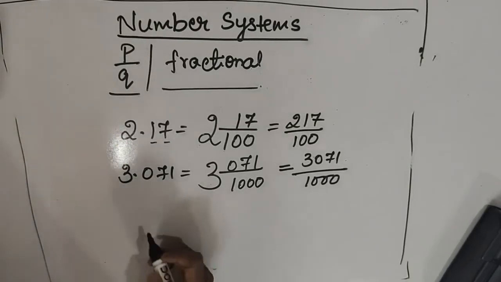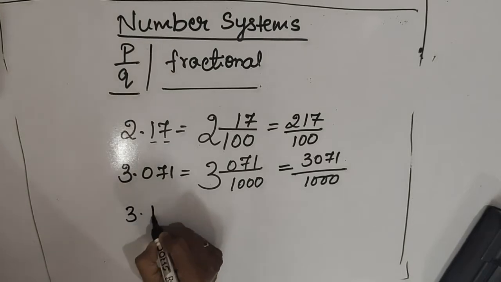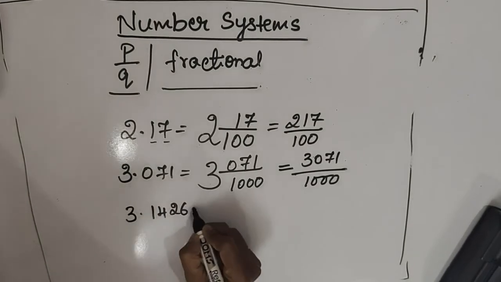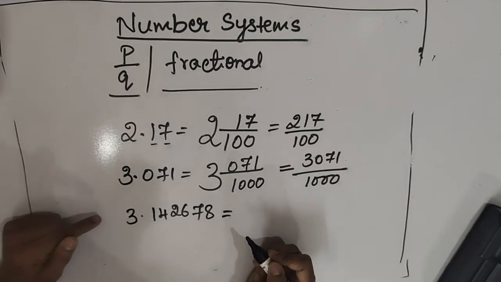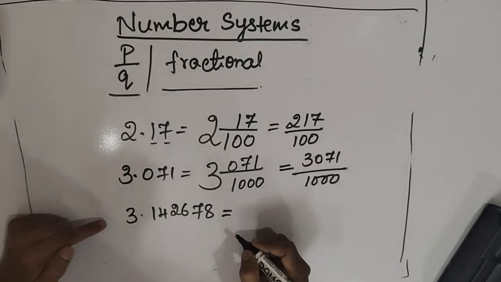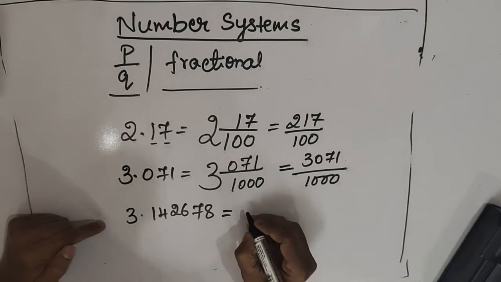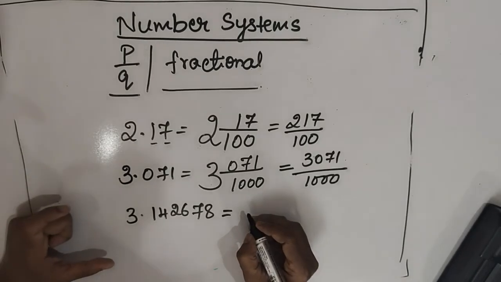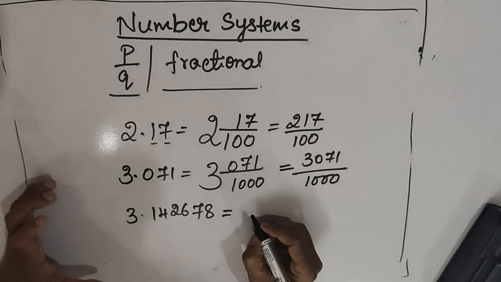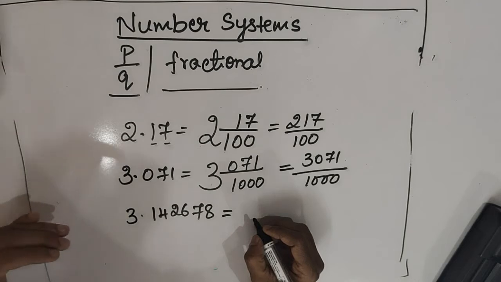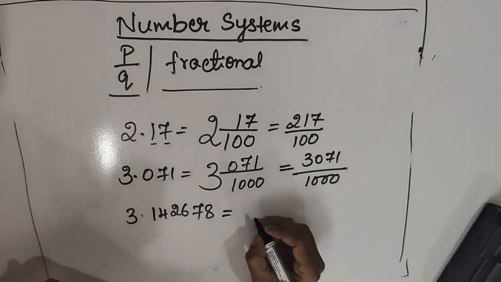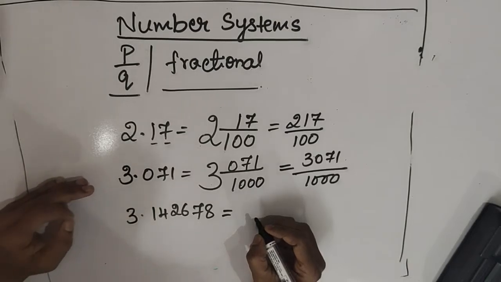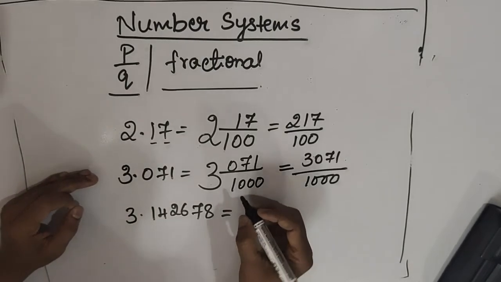For example, one bigger question we will take: 3.142678. Now try to write it yourself. Take your pencil and start in rough. Students, while you are listening to this video, don't sit with empty hands. Please take a rough book and pencil or pen. While I am explaining a few problems, after one problem you also solve the next problem with me. That is good for understanding. If it is wrong, you can correct yourself.